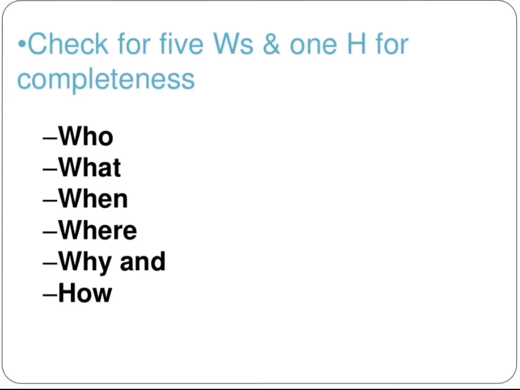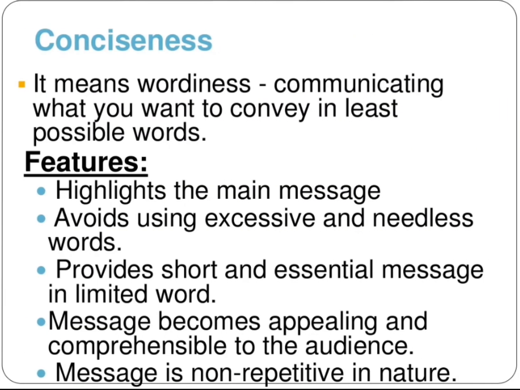We need to include who, what, when, where, why and how. That is very important in the case of completeness. So the second C is conciseness. It means avoiding wordiness, communicating what you want to convey in the least possible words.